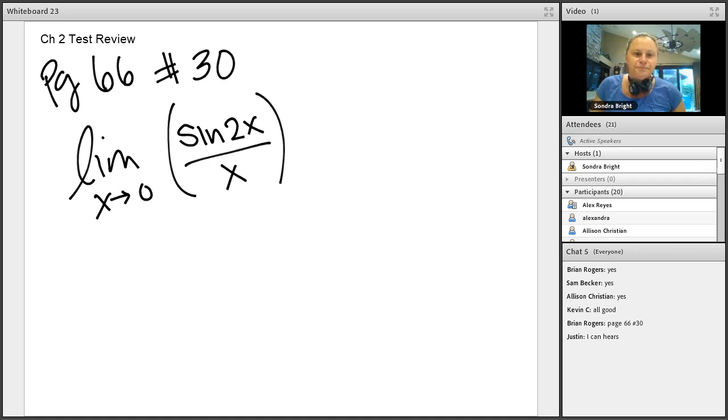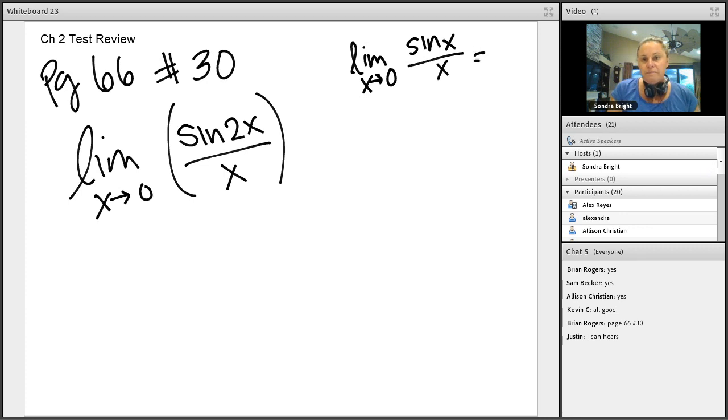Okay, so here's what we do know. We know that the limit as x goes to 0 of sine of x over x is equal to 1. That's something you need to know. And here's the deal. As long as what is right here is the same as right here, those numbers can be different. It could be the sine of 2x over 2x.